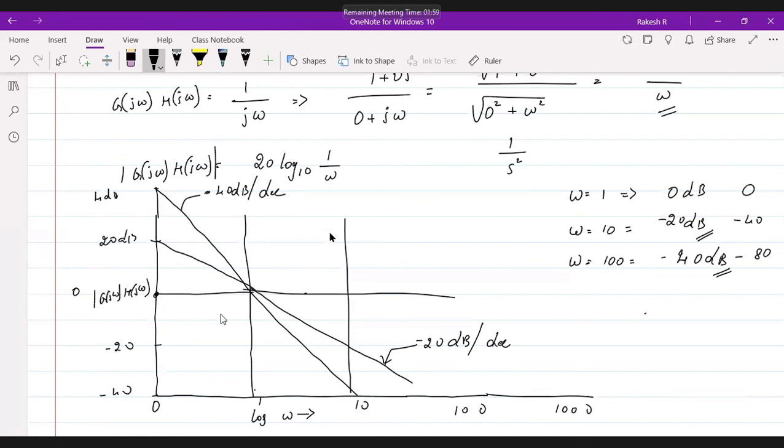Similarly, you take it for 1 divided by S cube. When you take 1 divided by S cube, you will be getting 60 dB here. First will be 0, second will be minus 60, third will be minus 120, like that. That means for cube, you will be getting 60 dB. The 60 dB line will be like this. This is minus 60 dB per decade.